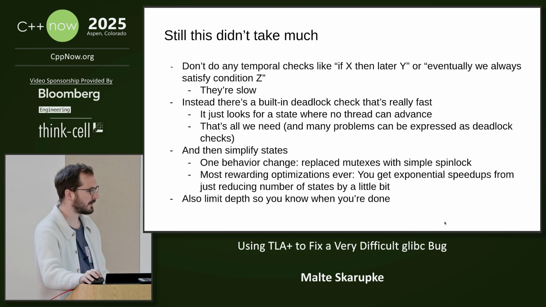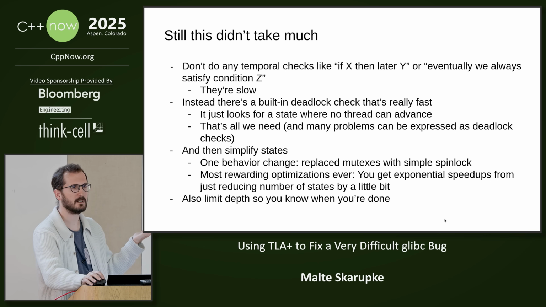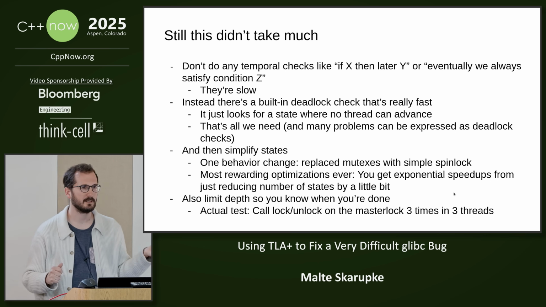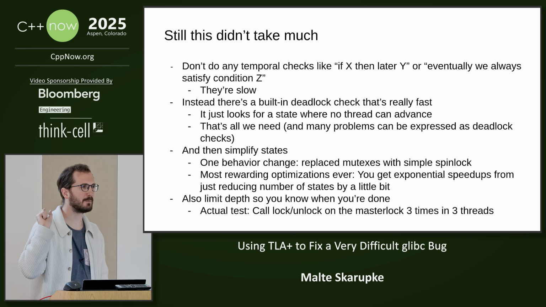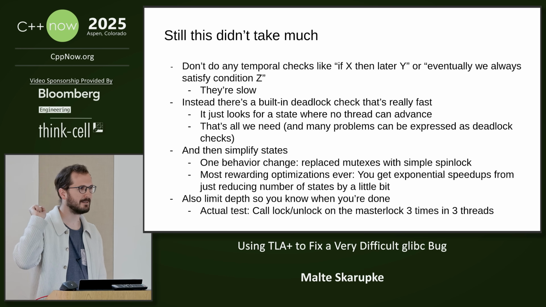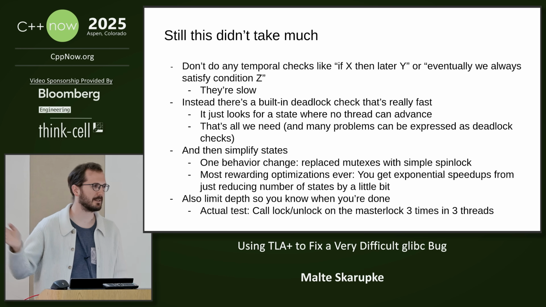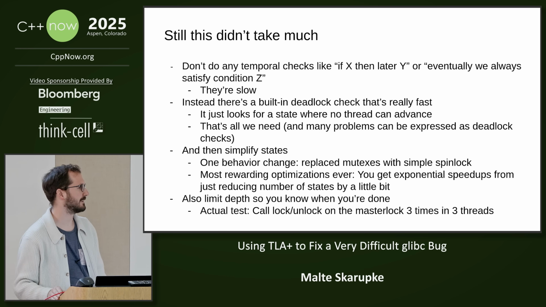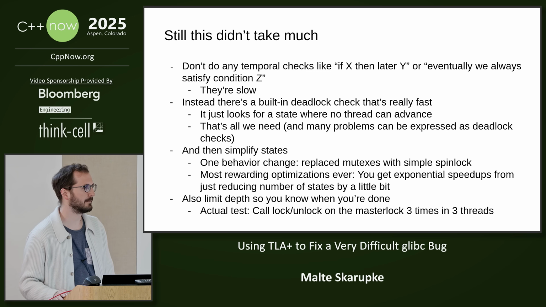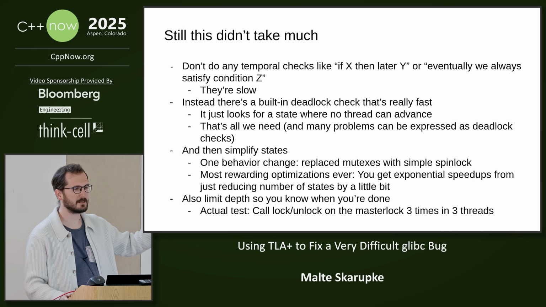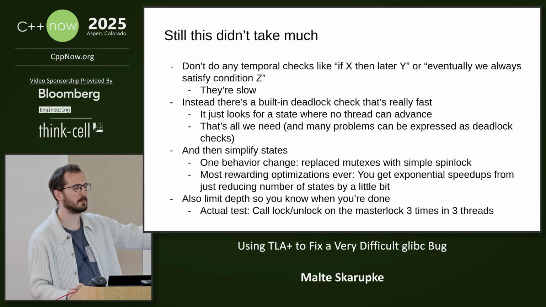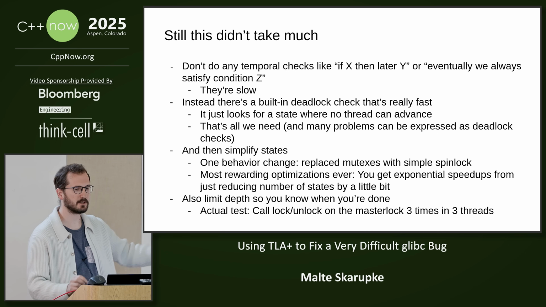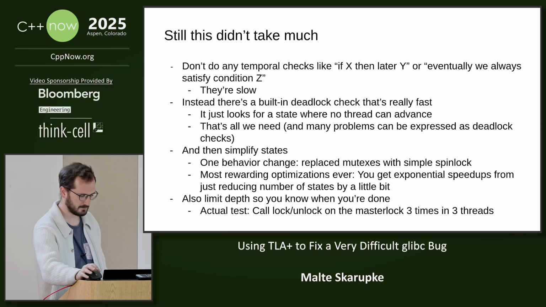The other thing I did is I limit the depth of how far I explore. So the actual test that I verified works with the patch is I call lock, unlock on the OCaml master lock 3 times in 3 threads. That's as deep as I can go. If I go any deeper, then it just never finishes. And if you want to be sure that it works on deeper things, you just have to use your own reasoning. But this is what was required to make it break even with the mitigation patch. Cool, thanks.